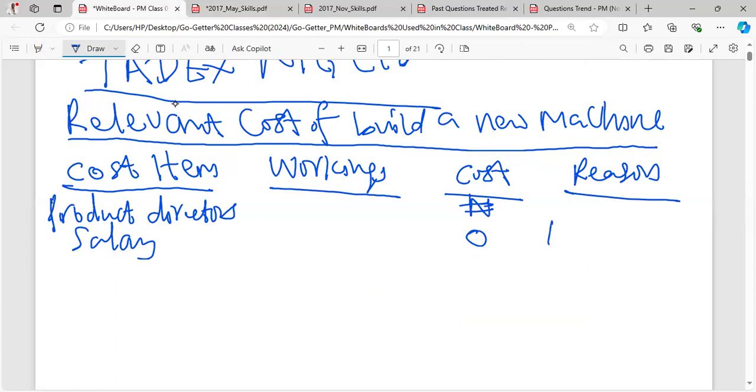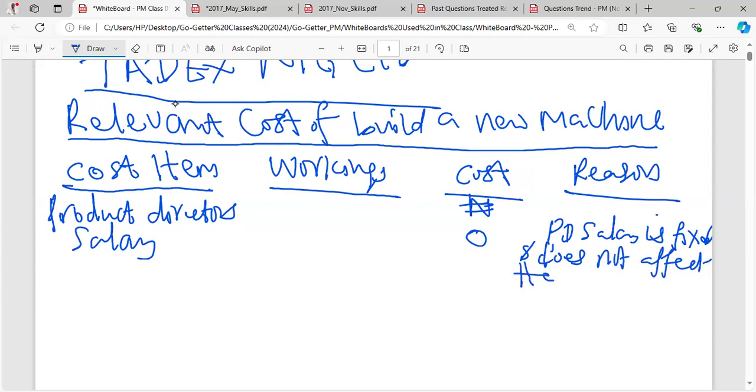Reason: production director's salary is fixed and does not affect the project. That is the spelling of project. Does not affect the project. All right, so that's one.